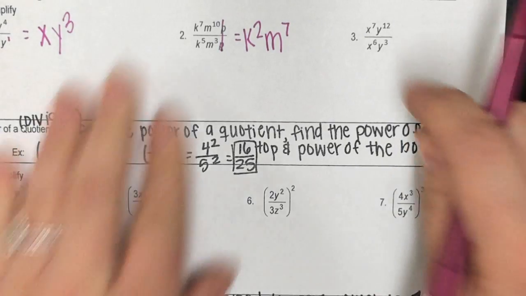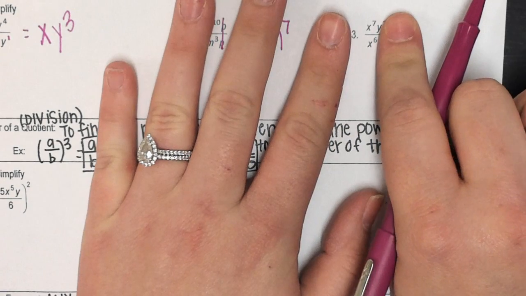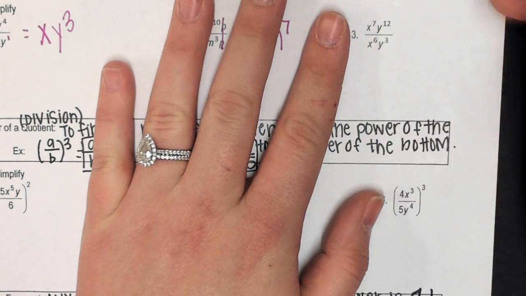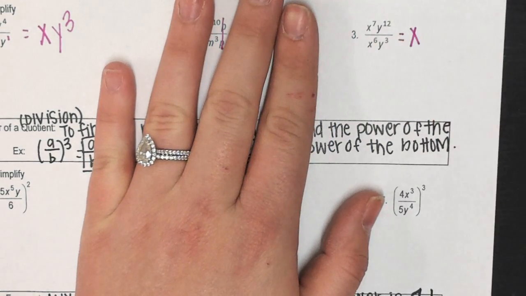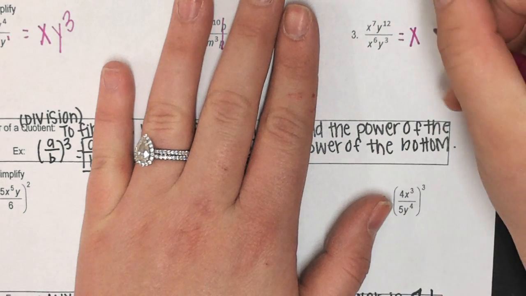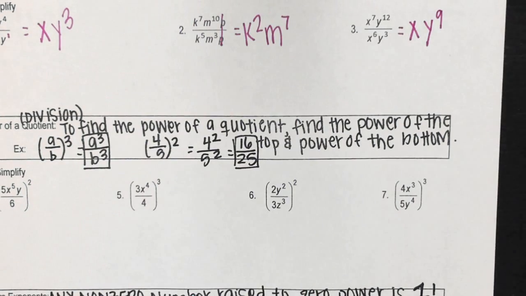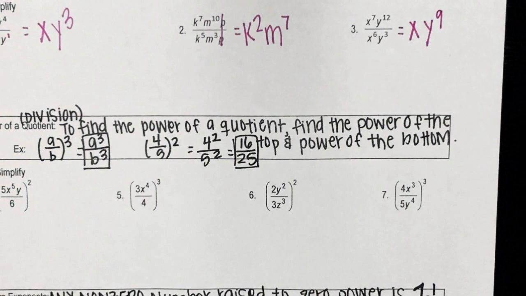Okay, number 3. X to the 7th over x to the 6th. 7 minus 6 is x. Y to the 12th over y to the 3rd. 12 minus 3 is 9. 9. Good. I'm glad you think this is easy.